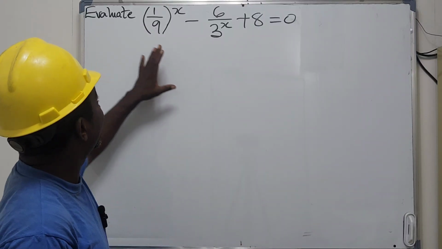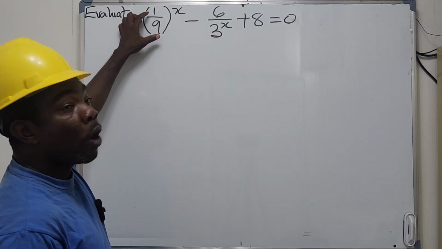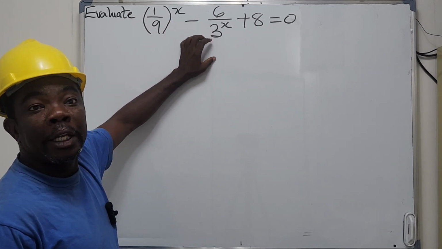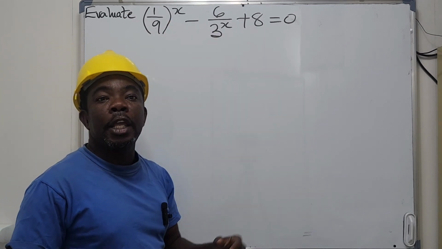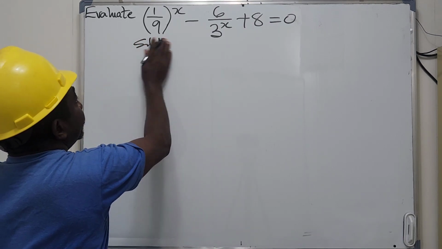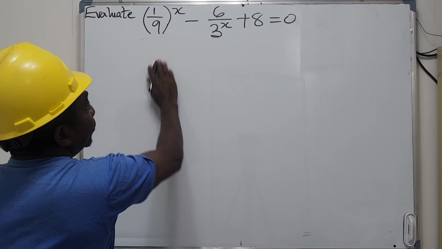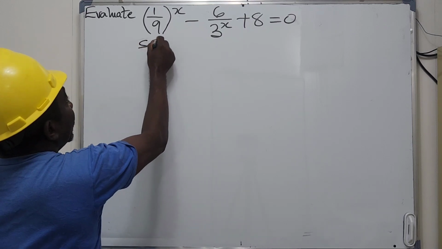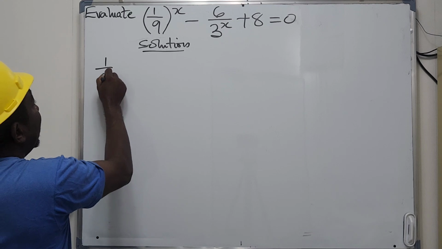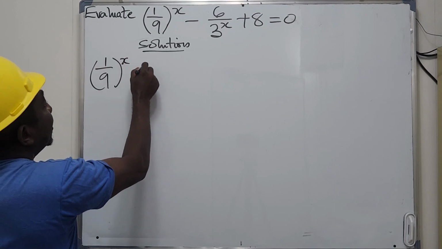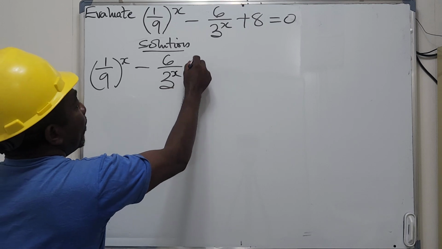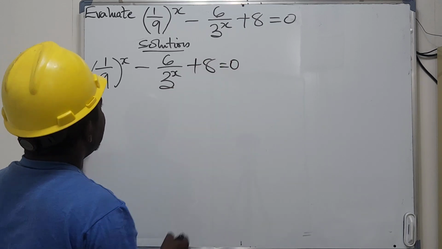For today, we are looking at this question, and it says evaluate (1/9)^x minus 6 over 3^x plus 8 equals 0. So we have here the solution. We are given 1 over 9 all to the power of x minus 6 over 3 to the power of x plus 8 equals 0.